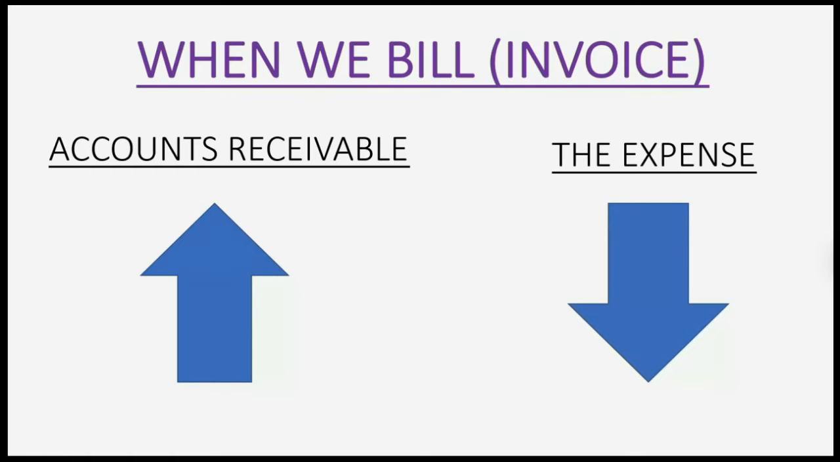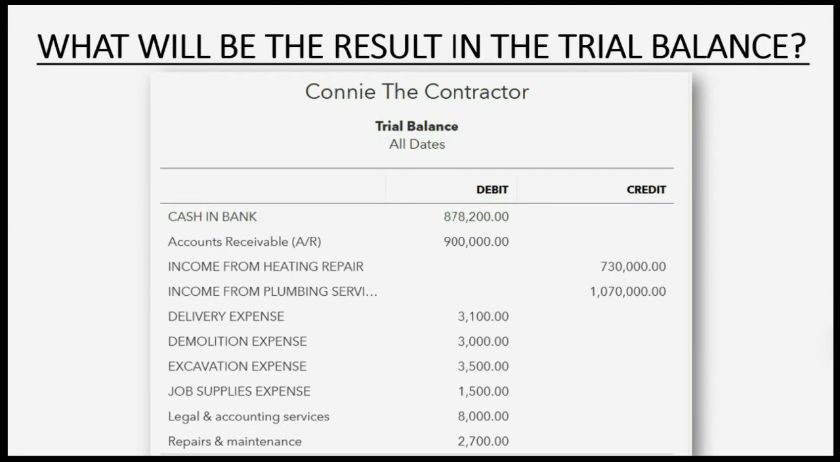So what will be the result in the trial balance at the moment that we make this job invoice and put that billable expense? Well, income from plumbing services will increase by $500,000 because that's the amount of income we earned on the Hanson Place invoice for each invoice.